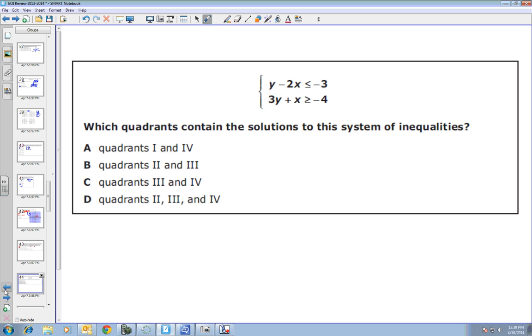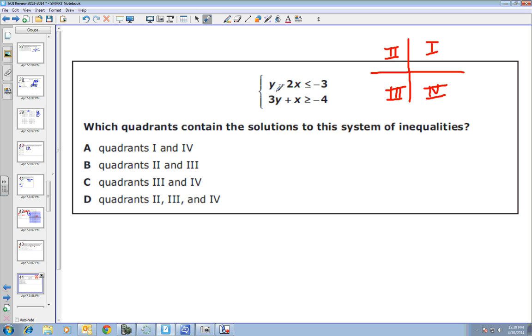Okay. Which quadrants contain the solutions to this system of inequalities? So we are going to graph these, and we can actually graph the inequalities where it's going to shade for us. And then we're going to see in which quadrants our shaded regions overlap. And remember, your quadrants are labeled 1, 2, 3, and 4.